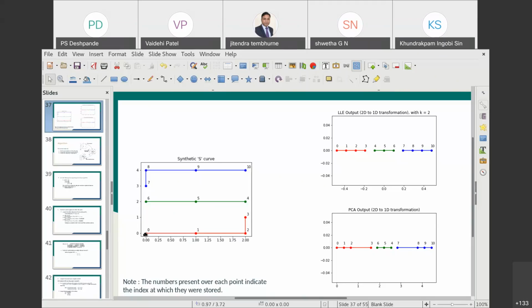Manifold distances means if you start from 0, 1, 3, this is the traversal of the manifold. So 0 is far away from 10 along the manifold. So that is what LLE tries to preserve.